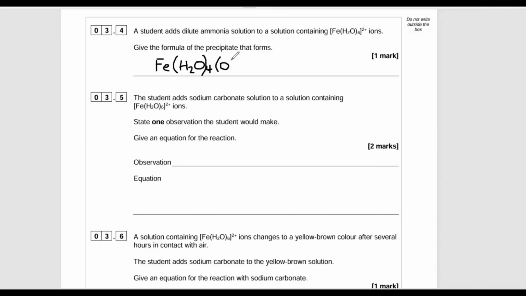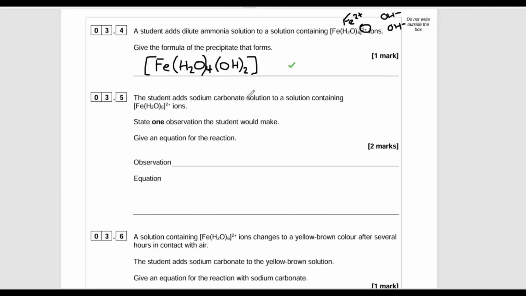You'll find in your CGP or various other excellent revision guides and books all the formulas of your complex ions and how they react, and you've just got to learn those off by heart. So you're going to get Fe(H2O)4(OH)2, and there's going to be no charge outside the brackets because a 2+ ion and 2 hydroxides, the 2 minuses cancel out the 2+ on the ion at the center. Okay, so there we go.